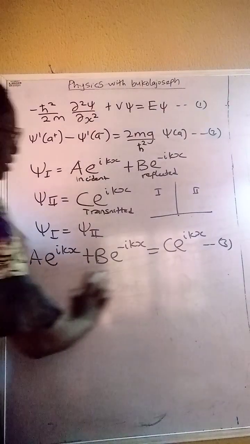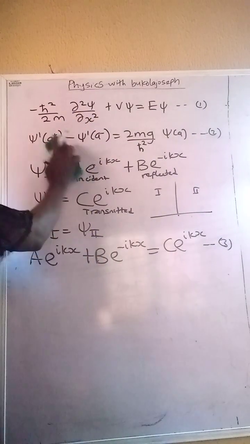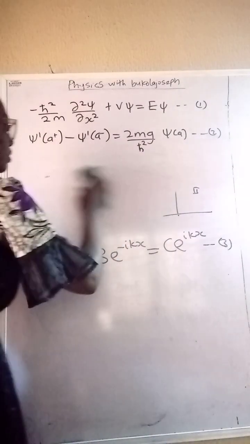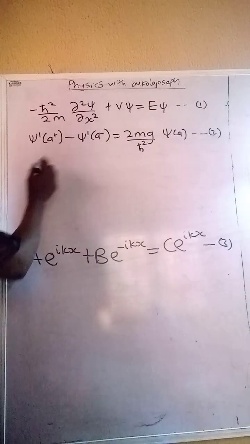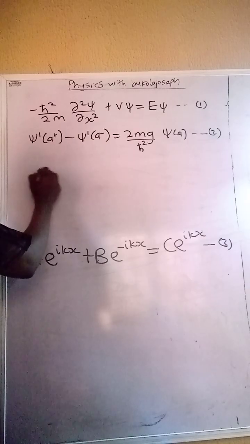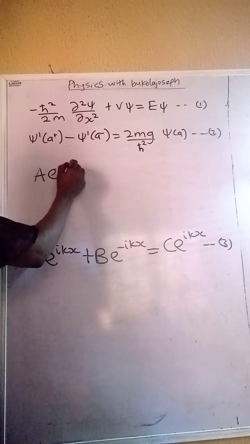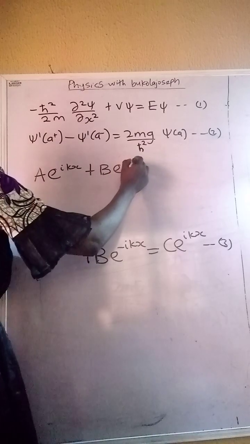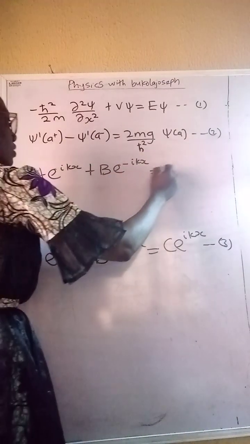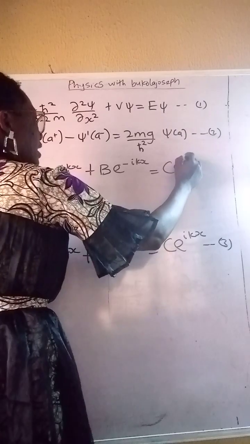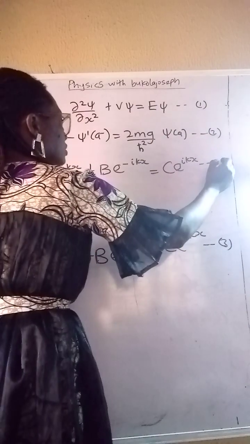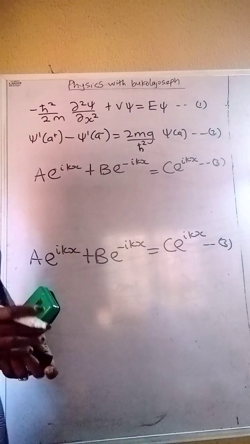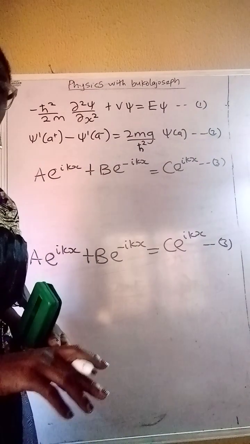We have gotten our equation 3. I hope you understand what we're doing. So let me write it up. Equation 3 becomes A exponential ikx plus B exponential minus ikx is equal to C exponential ikx. But that's not what we are looking for; it's going to help us find what we are looking for.